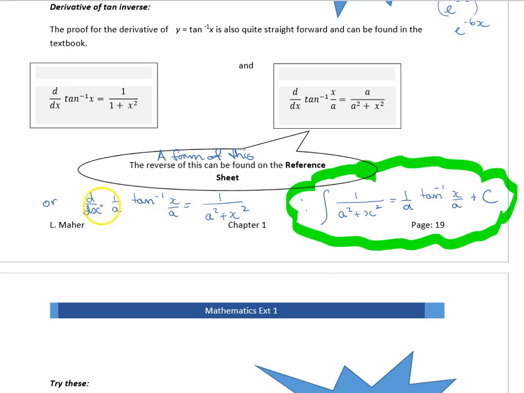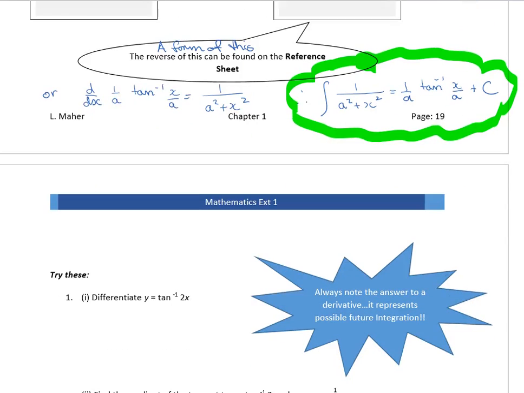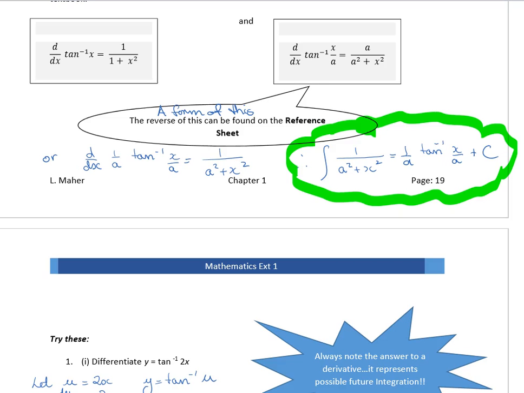You will see a lot of questions where you don't have this 1 on a, but you might have x over a number. Well, we've dealt with that before. We know that if the constant isn't there, or in this case 1 over a number isn't there, then we need to introduce the a and compensate and set it up so that we could integrate. Hopefully that's not too confusing. Let's have a look at some examples. Just some things to point out.